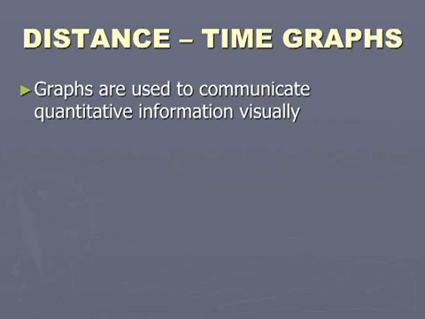Distance-time graphs. We've already looked at average speed, and we know that to calculate average speed, we need to know the distance traveled and the time it took to travel that distance. In terms of graphs, graphs are used to communicate quantitative information visually. A great way to compare the average speed between two objects is by graphing both of them on the same graph.